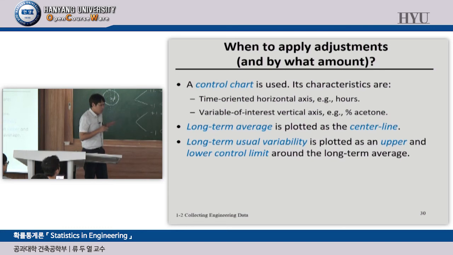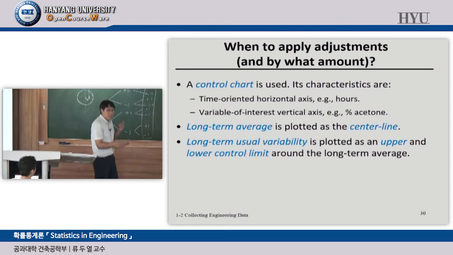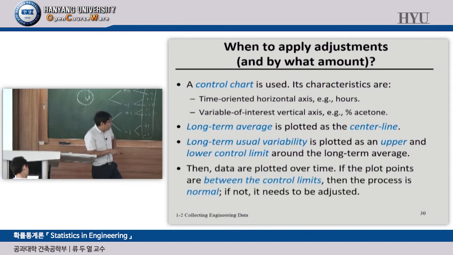So that means we can measure the data points as much as we can, and based on the data points, we can have the average value, right? So we can have the average value as the center line, and then based on the long-term data points, we can have the variability, right? And based on that variability, we can decide the upper and lower control limits. And if the data point obtained exceeds the upper or lower control limit, we can think that this data point has some problem. So we have to delete that data point, or we have to adjust the experimental setup. Then the data points are plotted over time. If the plot points are between the control limits, then the process is normal. If not, it needs to be adjusted.